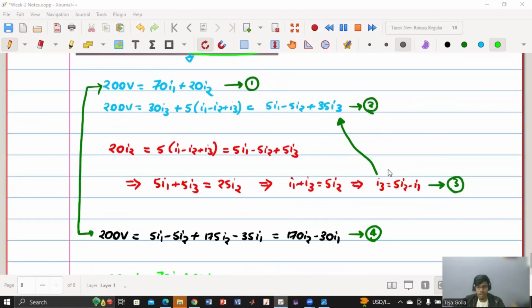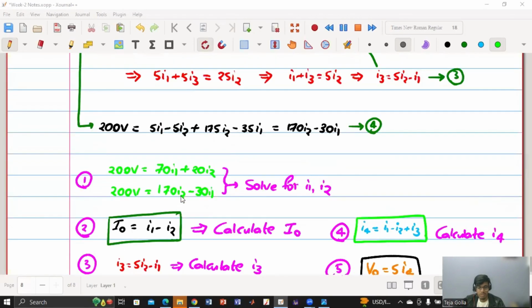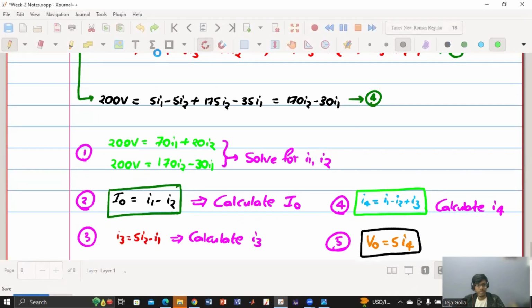I have substituted I3 in the second equation. Then I got two equations, two unknowns. You can solve for I1 and I2. Then I naught is obtained from this equation. And once I naught is obtained, and I1 and I2 are known, you can calculate I3, then you can calculate I4, then you can also calculate V naught. As this involves some mathematical simplification, I am not going into that. You can solve that for yourself, but this is the method that you can follow to get I1, I2, I3, I4, as well as I naught and V naught.